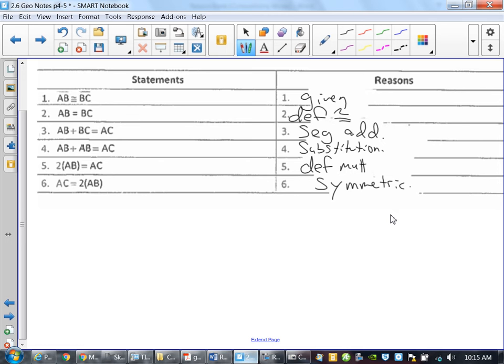It doesn't show up a lot. I do know that it will show up sometimes with triangles, because they'll say to write a triangle backwards, and that's just how you write the triangle backwards, by switching the letters around, by being symmetric. That's all. Okay? Not terrible.